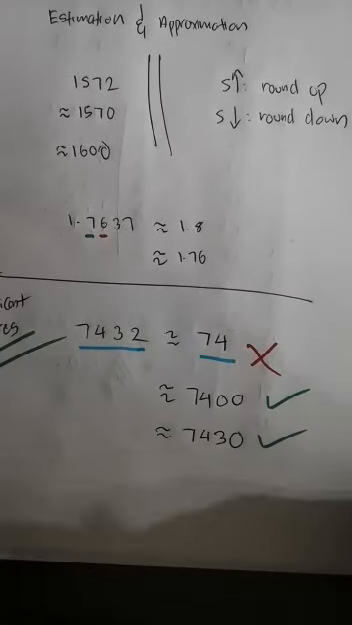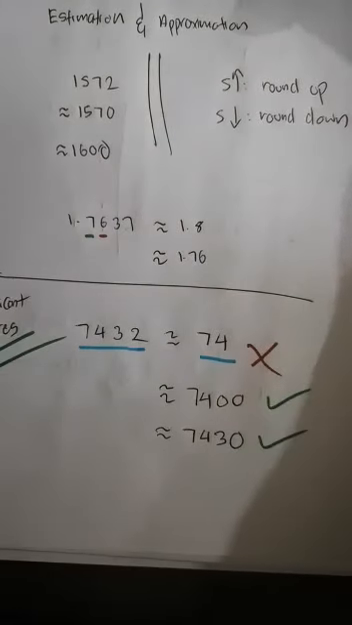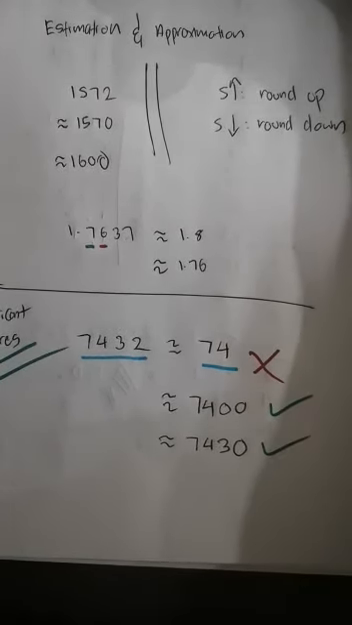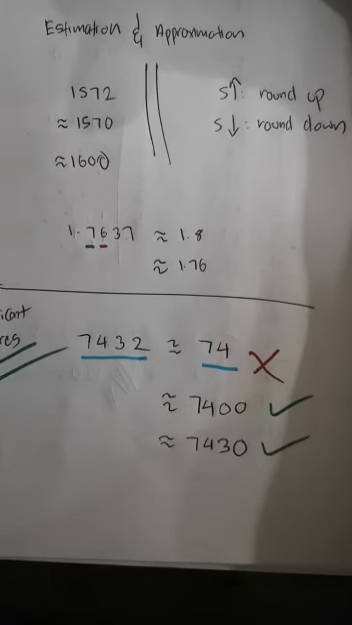Okay, everybody clear? So that will conclude my lesson for estimation and approximation. So the whole idea of estimation and approximation is to give a rough idea of the number. It's not supposed to give the accurate number, just a rough idea of the number so that it's not too far off.